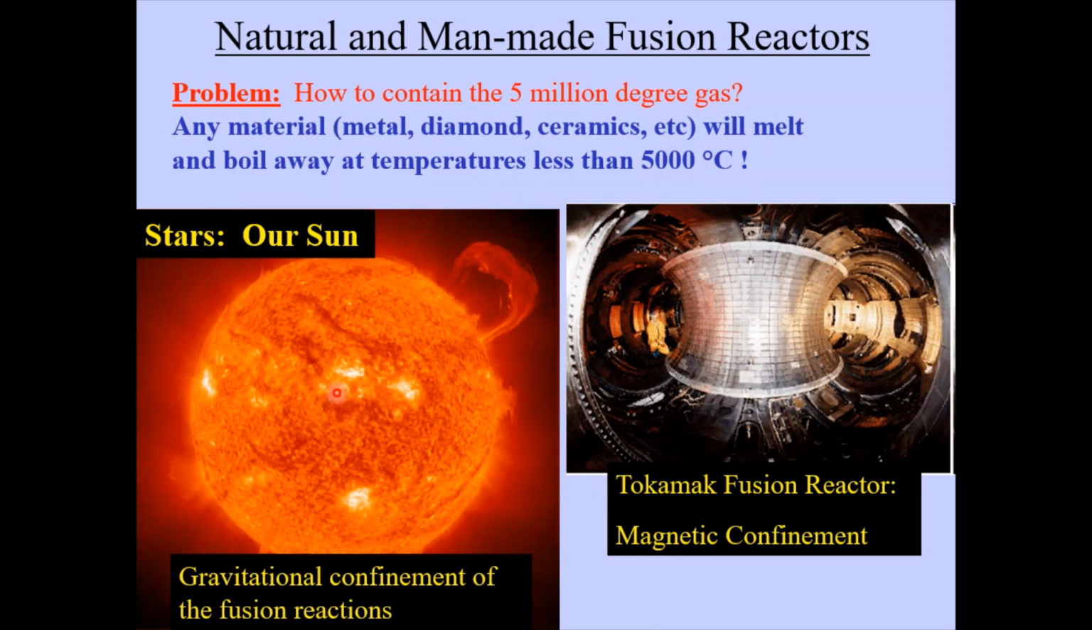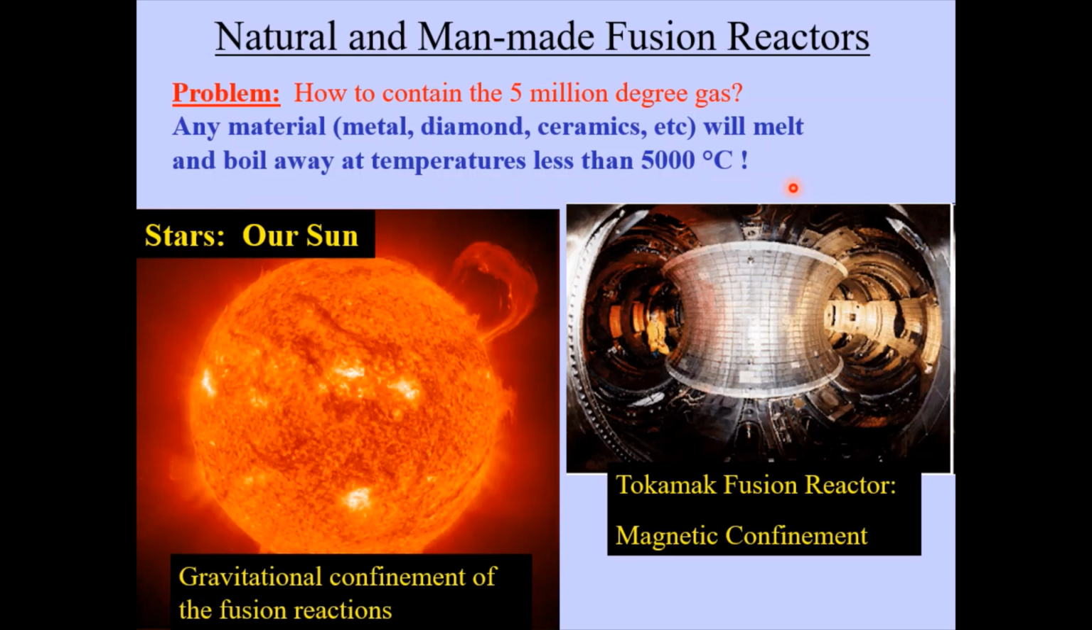All right, but this is one way to confine the fusion reaction, is to have gravity squeeze all this gas together and heat it up. The center of our sun is about 15 million degrees Celsius. That's well hot enough to create fusion, and that's what powers our sun.